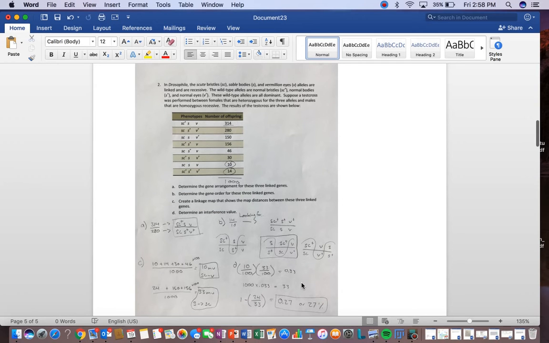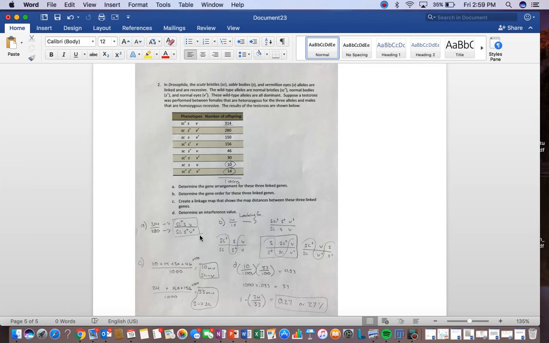For question 2, we're going back to the fruit flies again, and it asked us for the gene arrangement of these 3 linked genes. Like Kent explained, to get that you locate the 2 greatest categories of offspring, which are going to be 314 and 280. You just write the genotypes to the right there, and that's your gene arrangement.